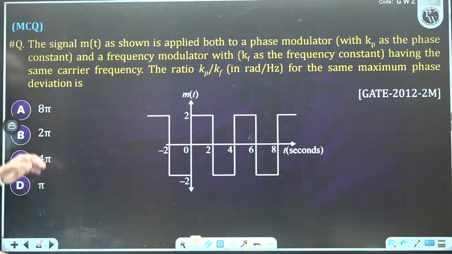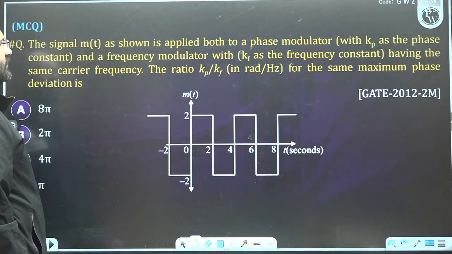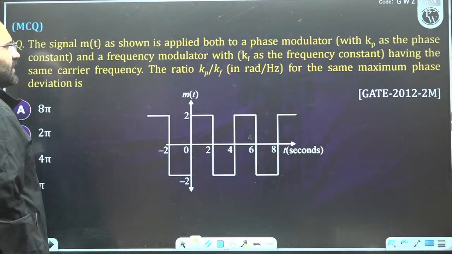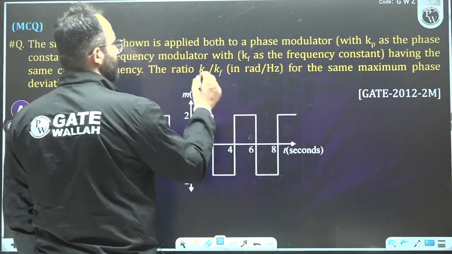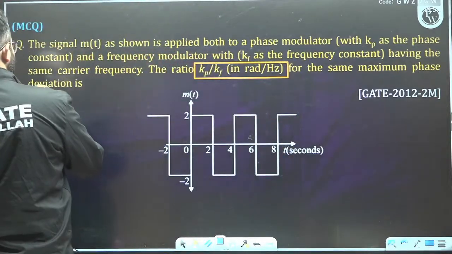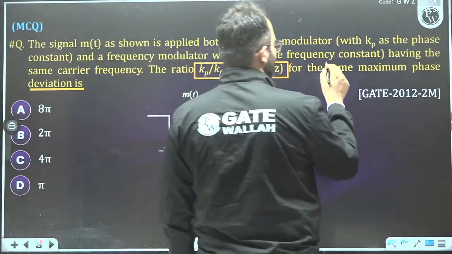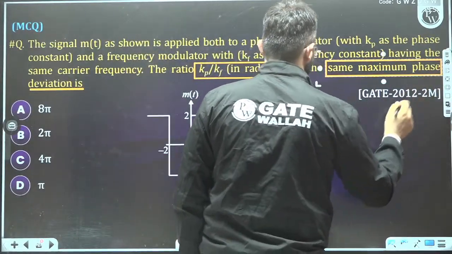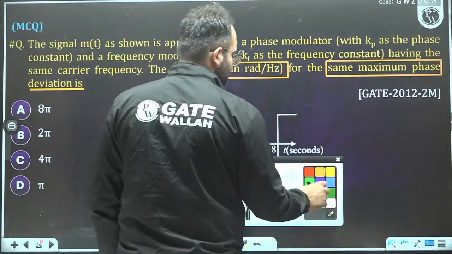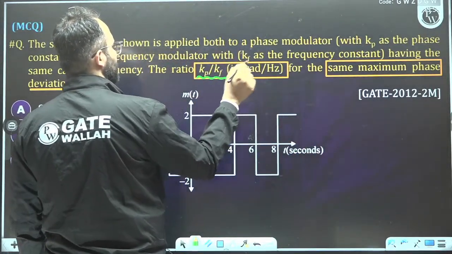Okay. Now let's see this question, dosto. The message m(t) as shown in the figure is applied to both a phase modulator and a frequency modulator. You have to find out the ratio of Kp upon Kf for the same maximum phase deviation. We want the maximum phase deviation to be the same for both cases. Here also we can see that the ratio Kp upon Kf is radian per hertz.